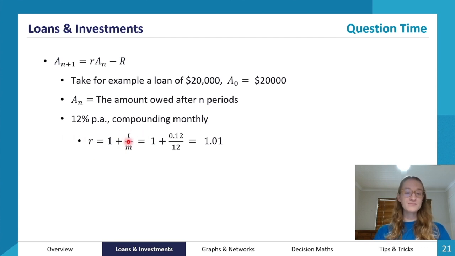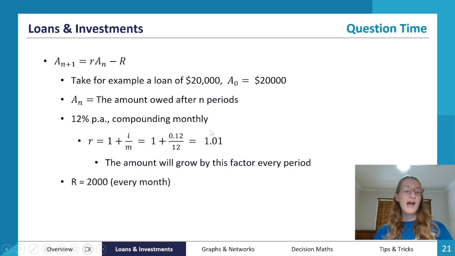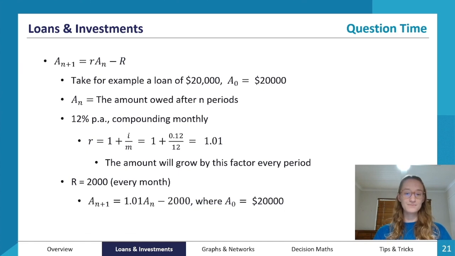So to calculate R, we've got our decimal rate of interest, which here is 0.12, so we've got 12%, and then divide it by 12 because we've got compounding monthly. And that gives us our growth factor of 1.01. So the value of our loan is growing by 1.01 every time period because they're applying interest on it. And then we have capital R, which is 2,000, because that's the amount that we're paying back on our loan every month. So that's how much the value of our loan is going to reduce by.